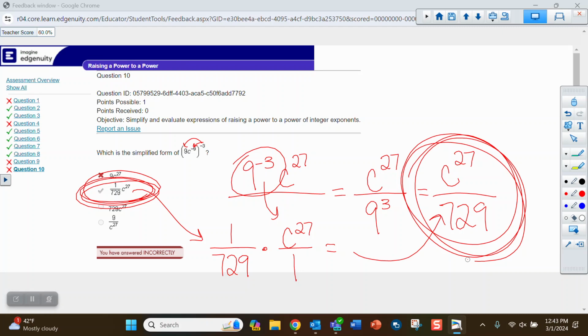Okay, hopefully that's helpful. Some of the same common mistakes, not applying that power to a coefficient inside the parentheses. I'll go ahead and add another attempt. Let me know if you have any questions.